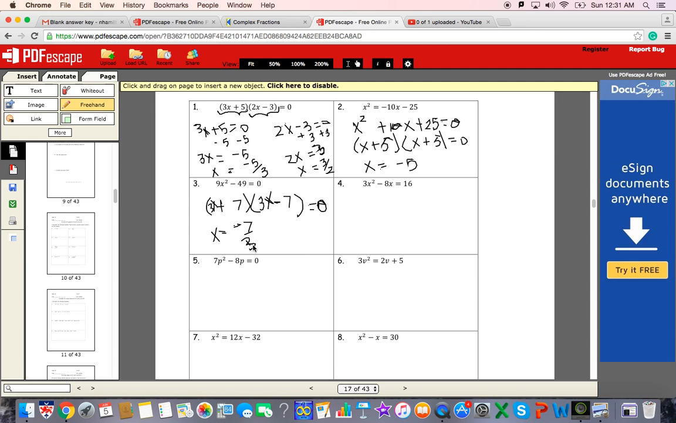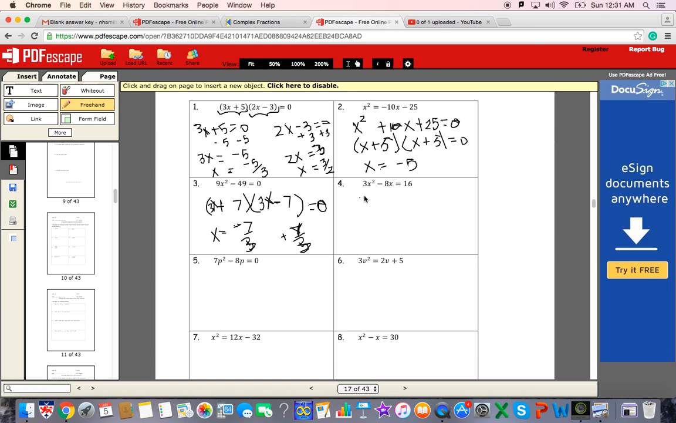The pen is on its way out. And in this case, x is positive 7 over 3. That does not look like 7 over 3, but it is. Oh boy.